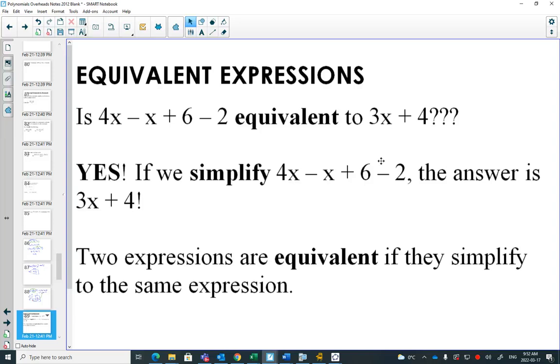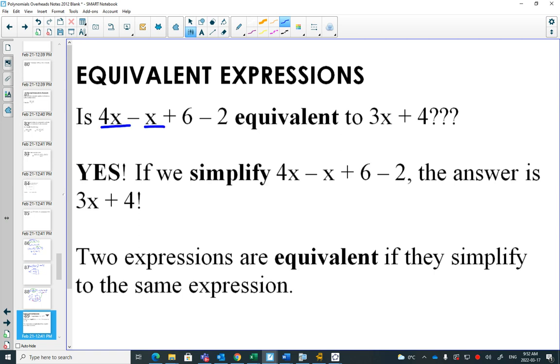Okay, equivalent expressions. Remember, an expression is when you have a bunch of terms but no equal sign. And the word equivalent, you have this in your notes package. Just take it out. We're on page 29. Equivalent means that things are the same. So the way that we find out if two things are the same is we could simplify both of them. And if both of them simplify to the same thing, we would say they're equivalent.